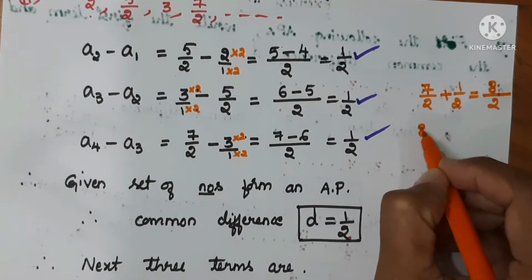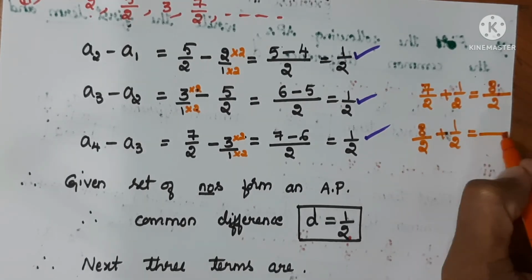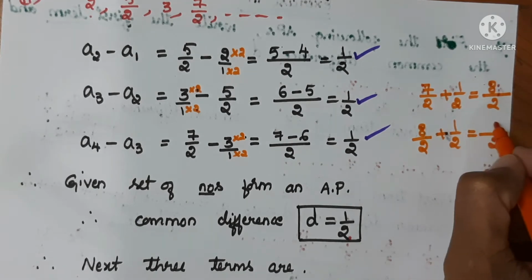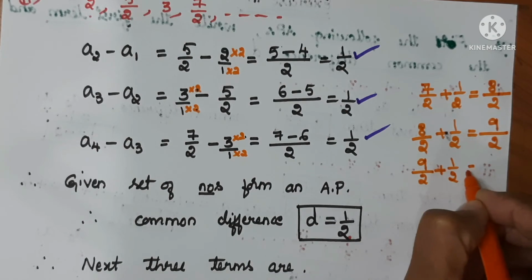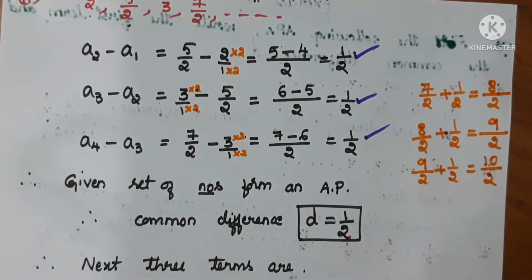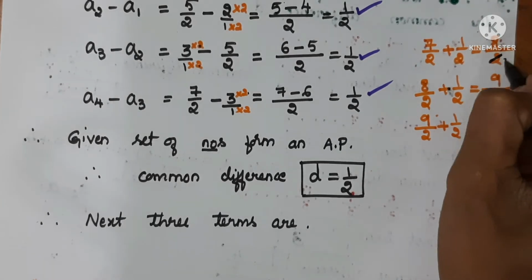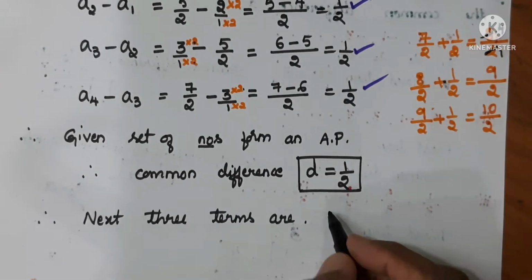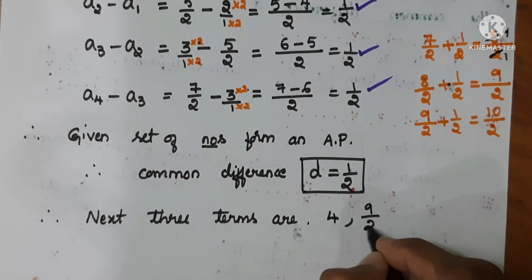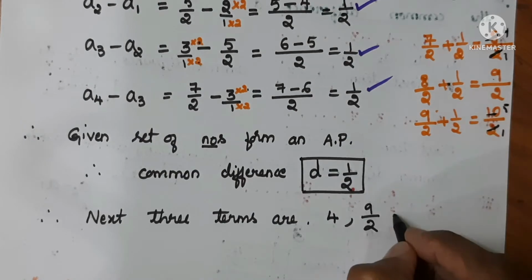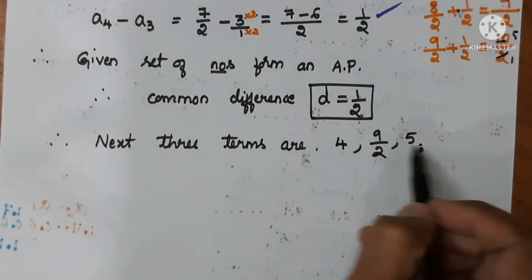Again add 1 by 2 to 8 by 2. 8 by 2 plus 1 by 2 will be equal to, here LCM is 2, 8 plus 1 is 9. Again 9 by 2 plus 1 by 2 equal to 10 by 2. So here we can write the next term, the fifth term as 2 ones are 2 fours are 8. This fifth term is 4 and the next term is 9 by 2. Here also 2 ones are 2 fives are 10. The next term is 10. We can write the next 3 terms.